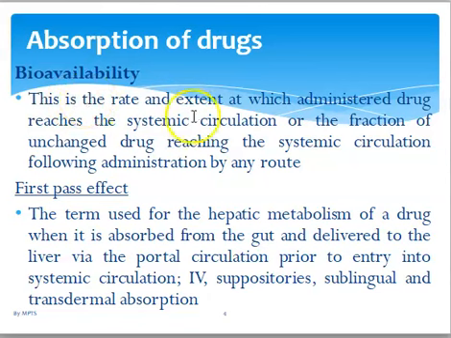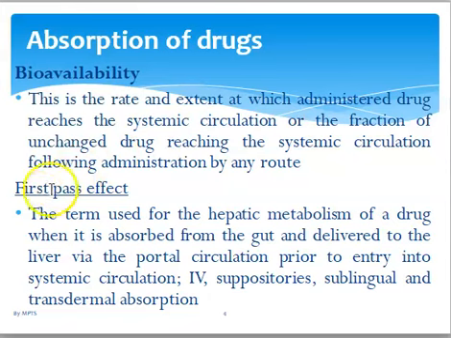Now, bioavailability: this is the rate and extent to which the administered drug reaches the systemic circulation, or the fraction of the unchanged drug reaching the systemic circulation following administration by any route. Of course, we know the bioavailability curve, which you have to know. If you are giving a drug per IV, we have 100% bioavailability because all the drug will reach the systemic circulation. But with any other route, we may have less than 100%.